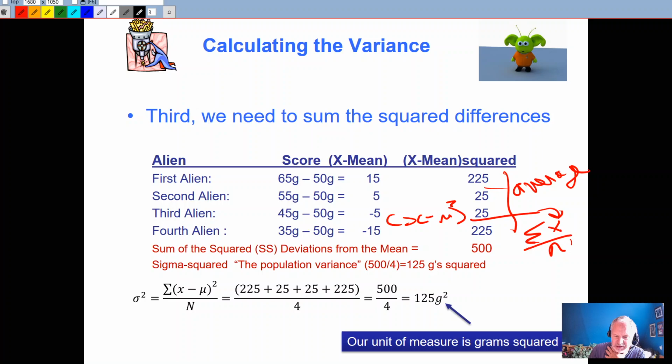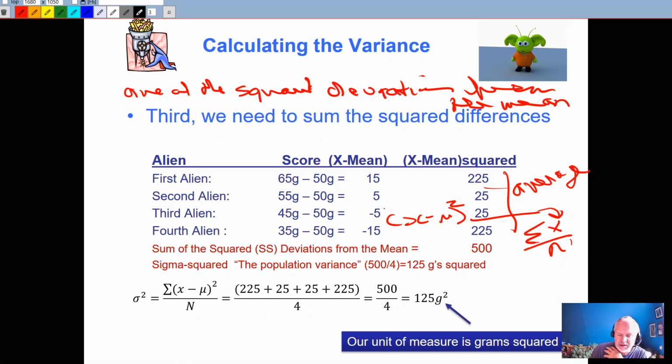So the average of the squared deviations from the mean. Okay, so 500 divided by 4. The average of the squared deviations from the mean is 125 grams squared, and that's my variance, and that's my indicator of dispersion. On average, the squared differences from the mean across my 4 aliens is 125 grams squared.